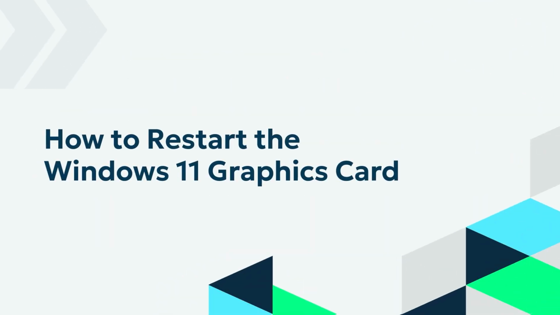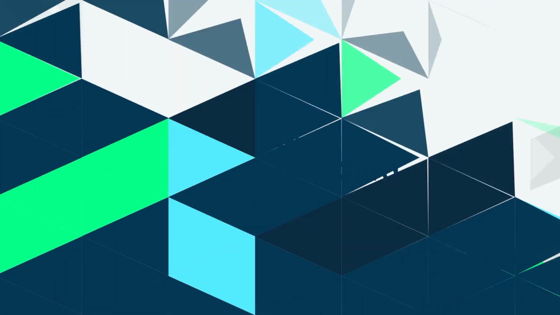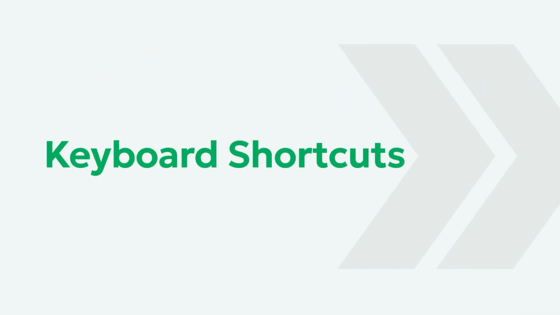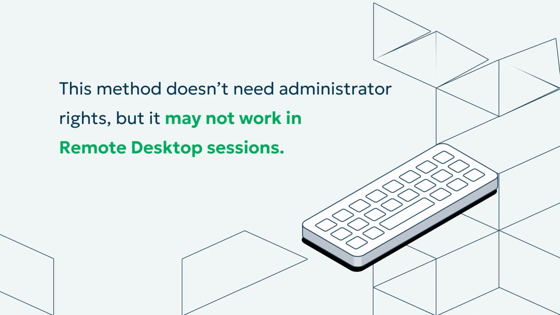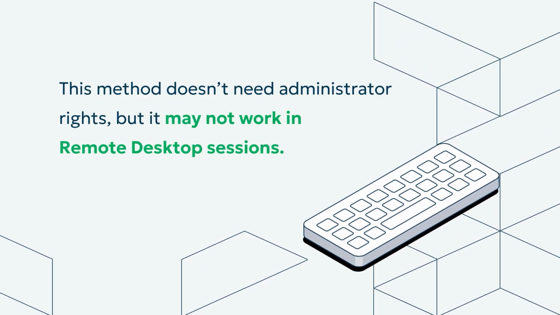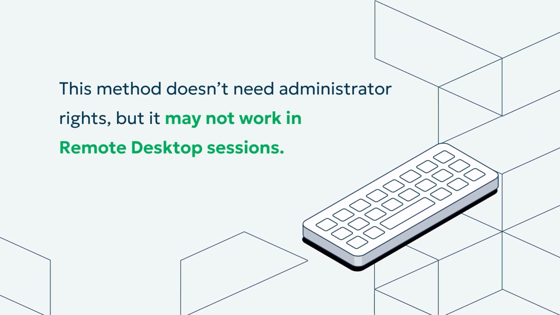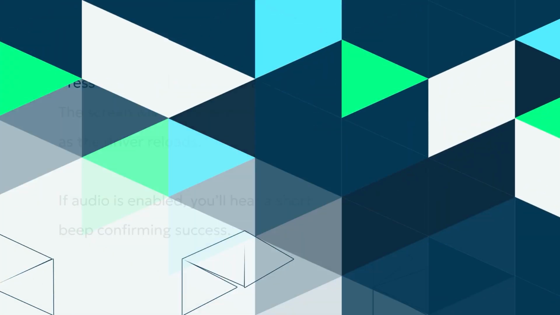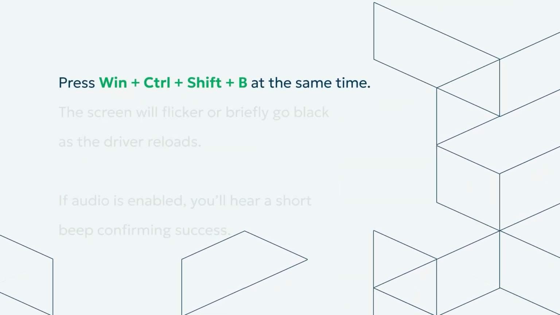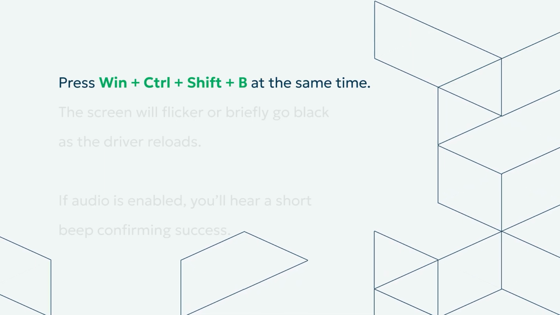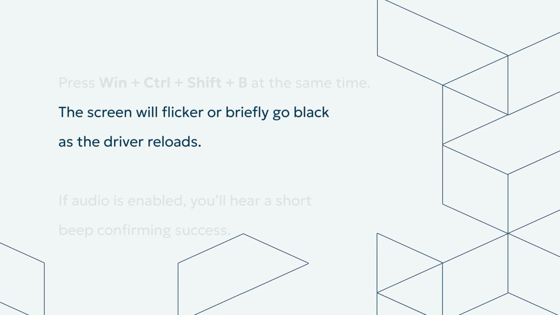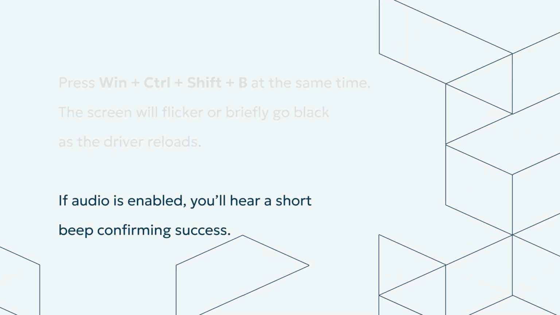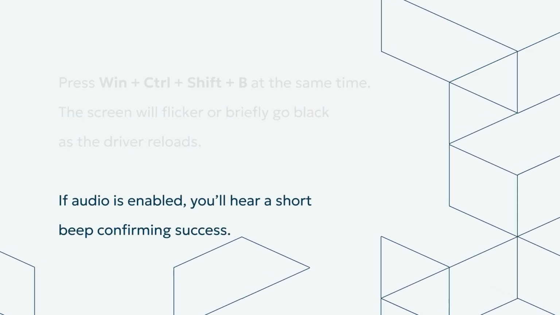How to restart the Windows 11 graphics card. The fastest method is a built-in keyboard shortcut. This method doesn't need administrator rights, but it may not work in remote desktop sessions. Press Win plus Control plus Shift plus B at the same time. The screen will flicker or briefly go black as the driver reloads. If audio is enabled, you'll hear a short beep confirming success.